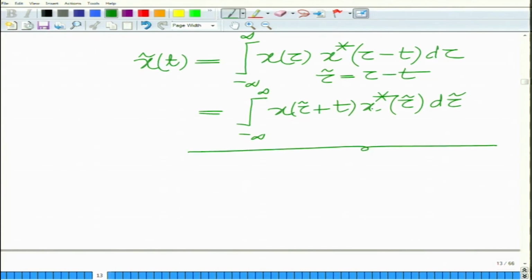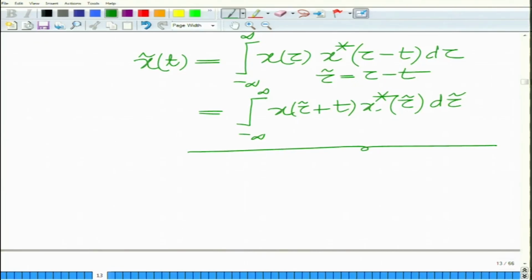So, what you are doing is multiplying x conjugate of tau tilde with a shifted version, x of tau tilde plus t, that is a time-advanced version by t, and you are integrating from minus infinity to infinity. This is a measure of the similarity between these two signals, x conjugate of tau tilde and its advanced version, and this is termed as the autocorrelation of the signal x of t.